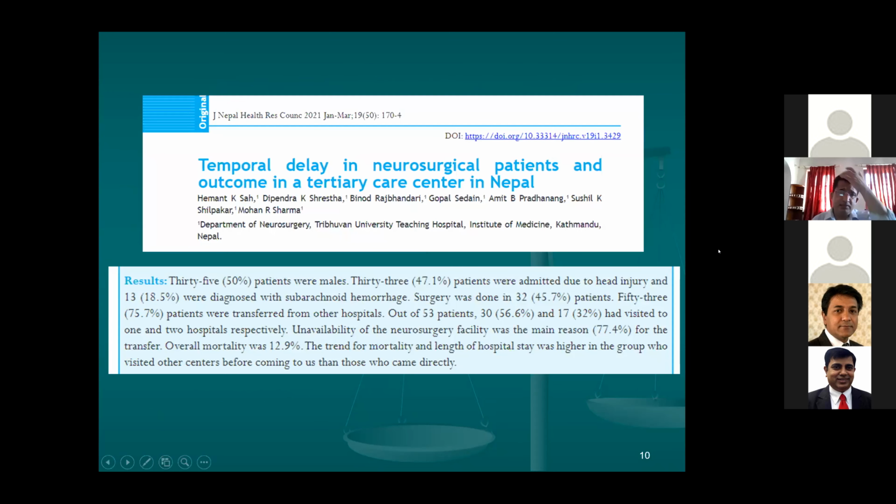So this is an example. This is a paper we wrote a year ago about the temporal delay in neurosurgical patients. And this is the result I'd like to show you. 35 patients were male, 33 patients were admitted with head injury. And each point has been written here, and we have written it in the past tense. This is just a simple example.